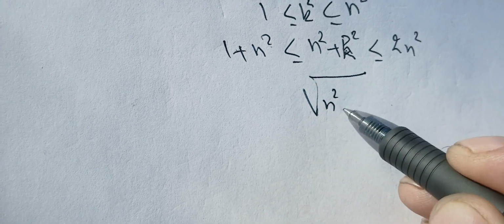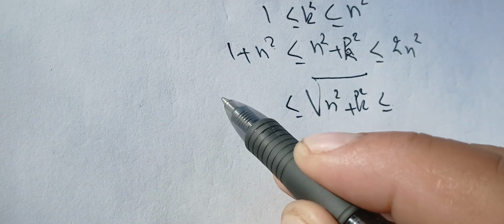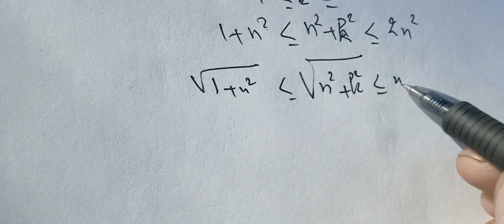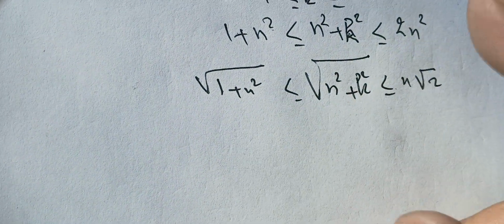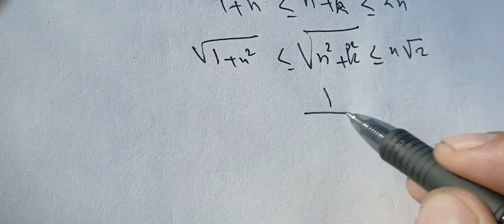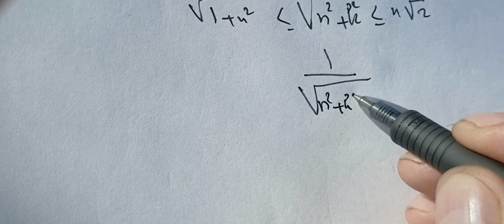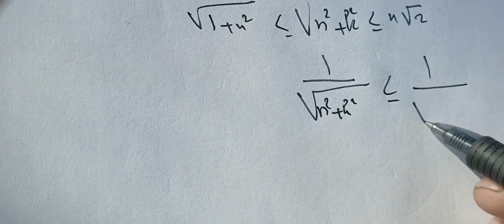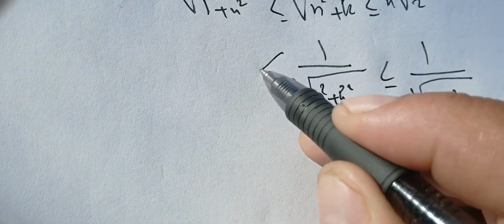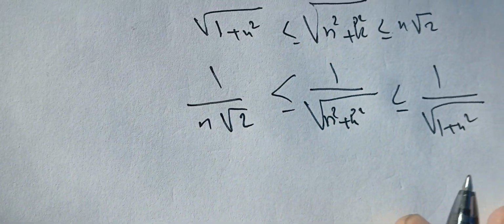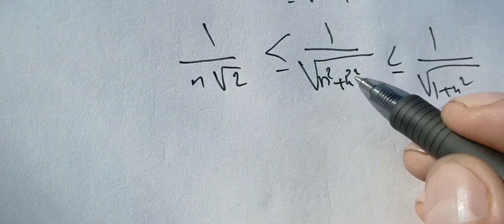Now if we take the square root, nothing is going to change since the square root is increasing. So we're going to have the square root of 2 times n. We flip everything. We have 1 over the square root of n squared plus k squared between 1 over the square root of 1 plus n squared and 1 over the square root of 2 times n. What do we need now?